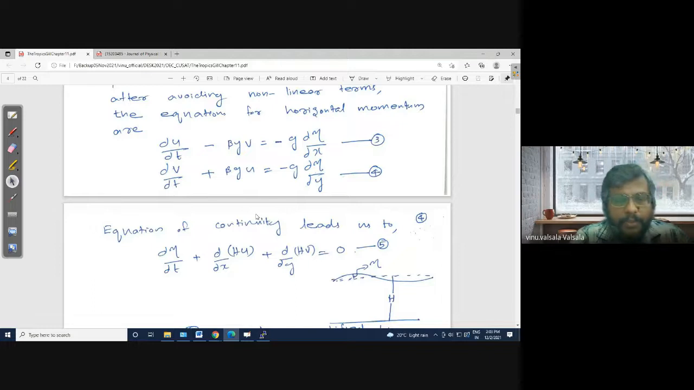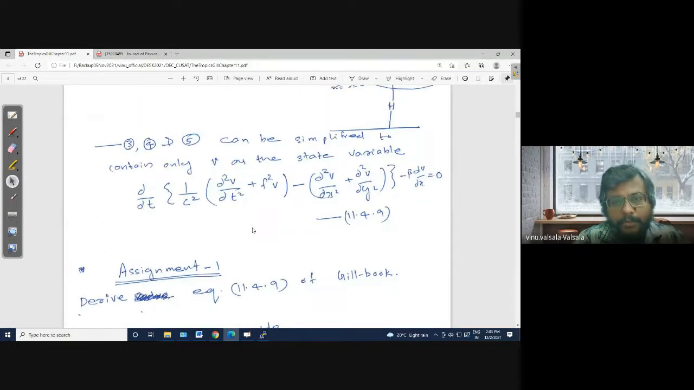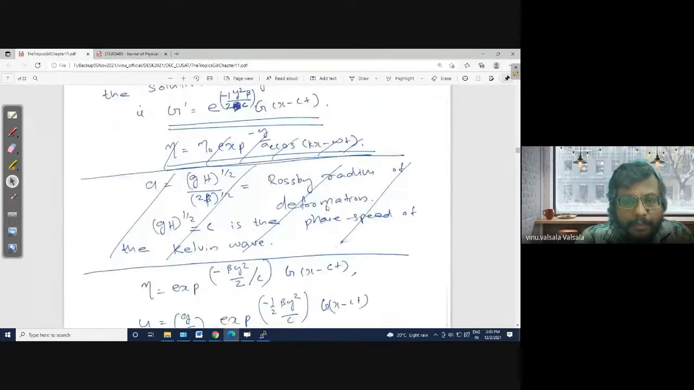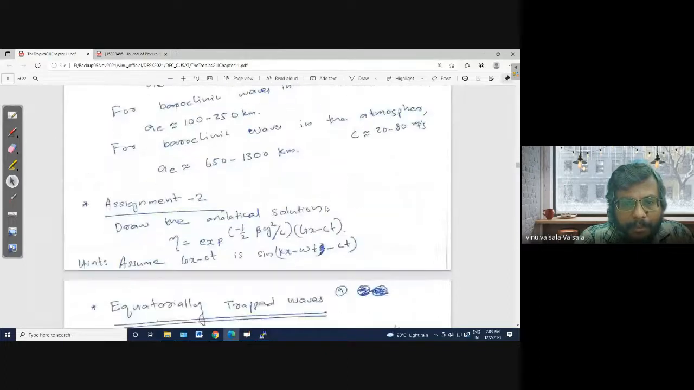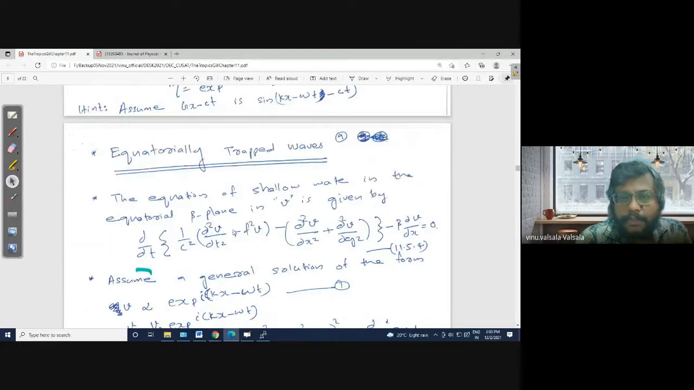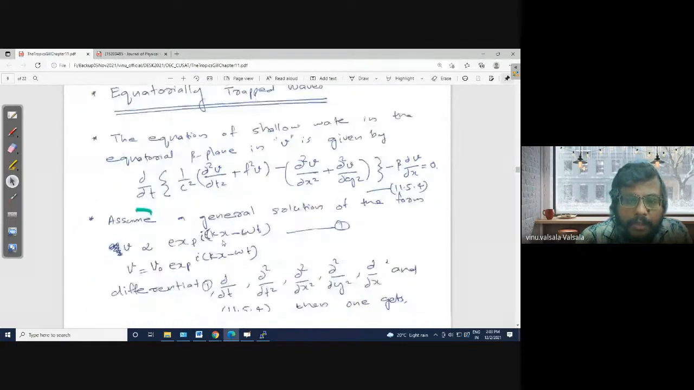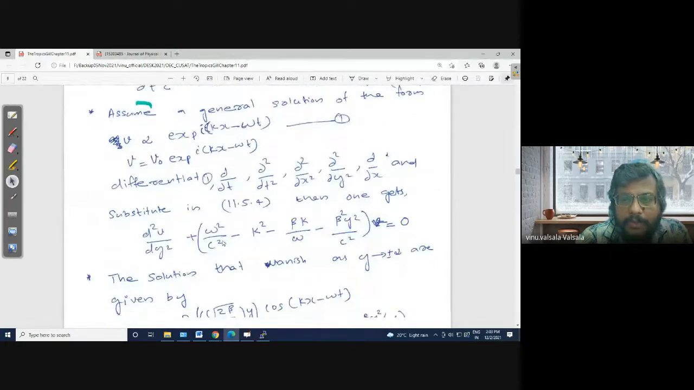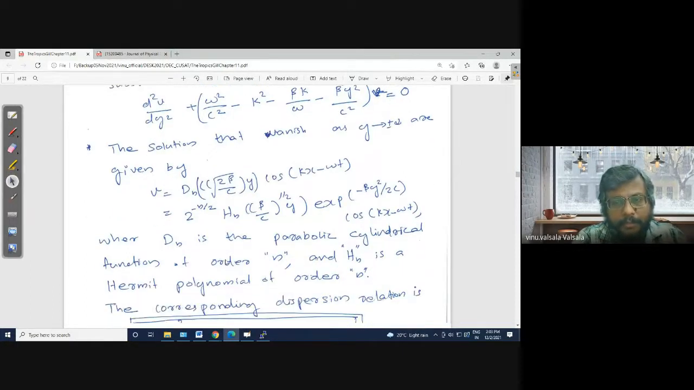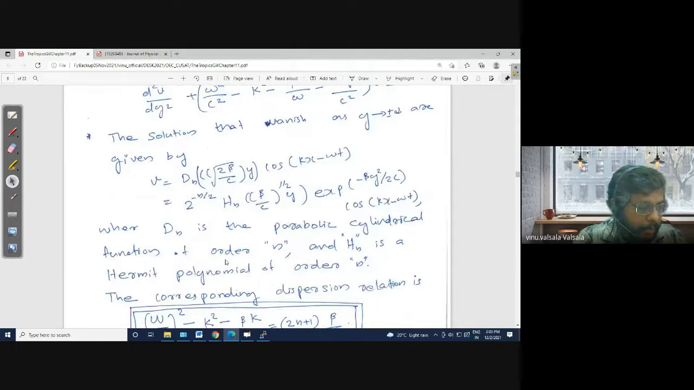Then later we found that is not enough. There can be many more solutions available. So we assumed the most general form of the solution to this basic equation. We went ahead by implementing the general form of the solution, of the form exponential i(kx minus omega t), in the v equation. First, we reduced the equation in terms of v, and then we simplified those equations. We arrived at certain definite discrete solutions possible, associated with a parabolic cylindrical function and a Hermite polynomial of order n.